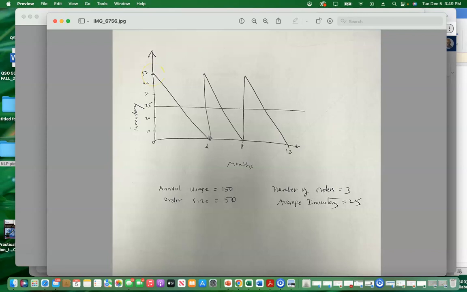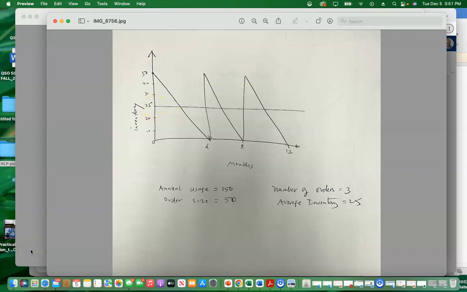Another assumption in this case is that each new order is delivered in full when the inventory level reaches 0. So you can see that after receiving 50, it will be used until it reaches 0, and then another inventory is ordered. And so in this case, you can see that we have 3 orders. We have this one, this, and the last one. So we have 3 orders, and the average inventory in this case is 25.